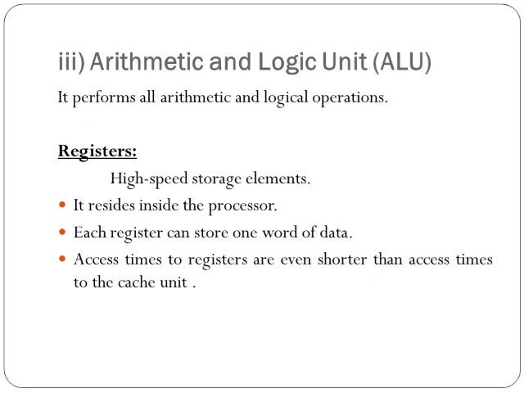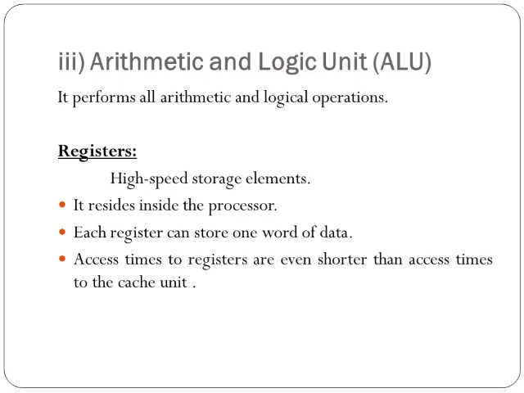Next unit is arithmetic and logic unit. The arithmetic and logic unit and control unit form together central processing unit. The CPU is the brain of the computer. The ALU performs all arithmetic and logical operations. The arithmetic operations are addition, subtraction, multiplication, and division. For example, if two numbers located in the memory are to be added, they are brought into the processor and the addition is carried out by the ALU.